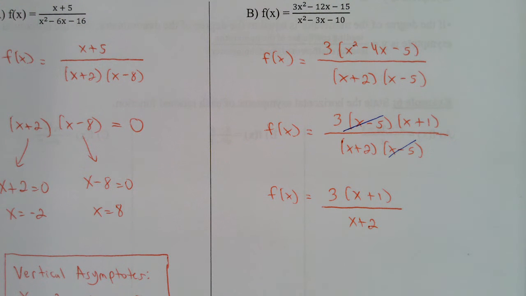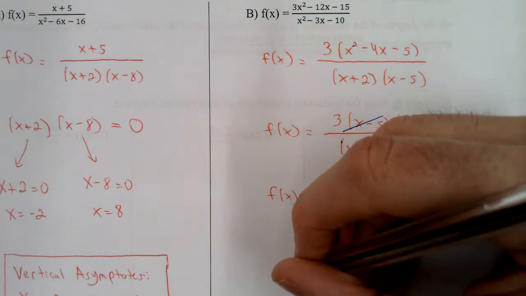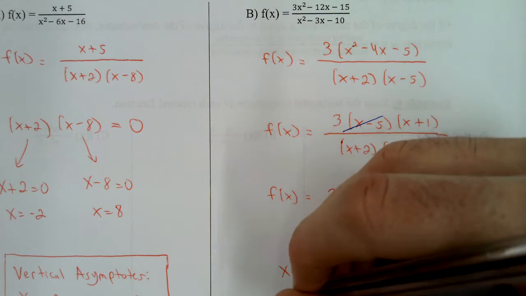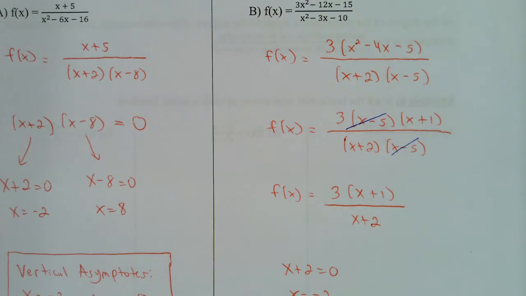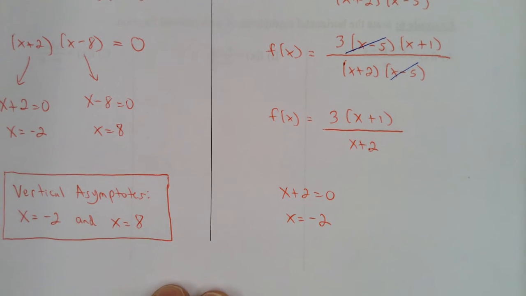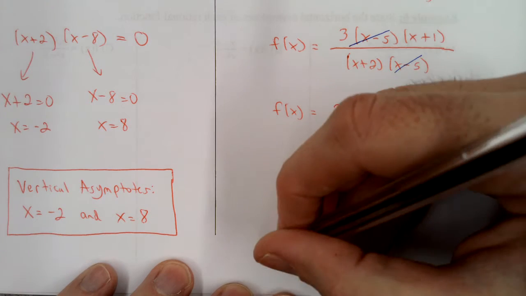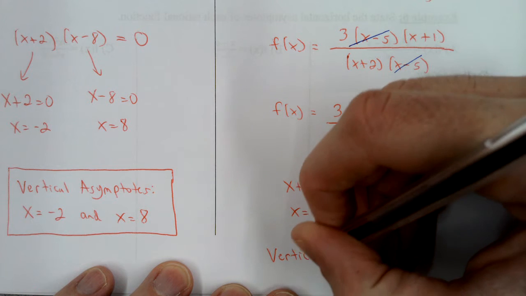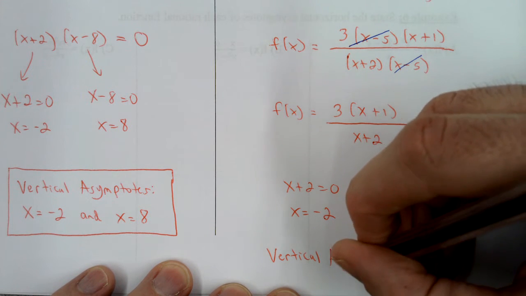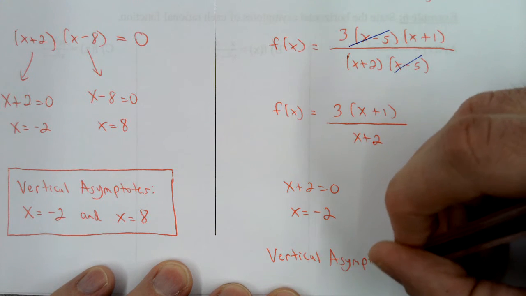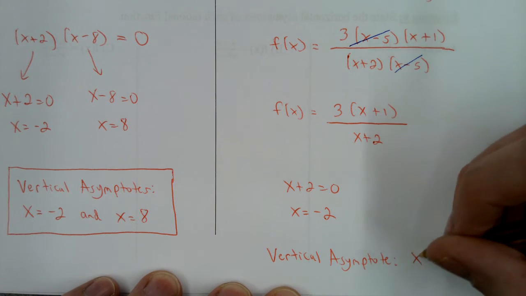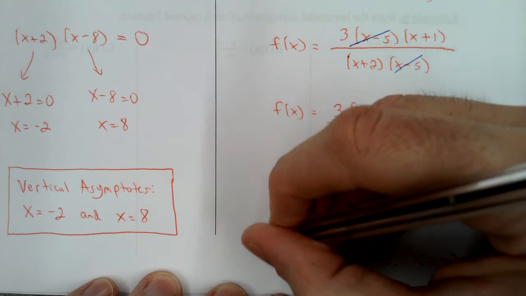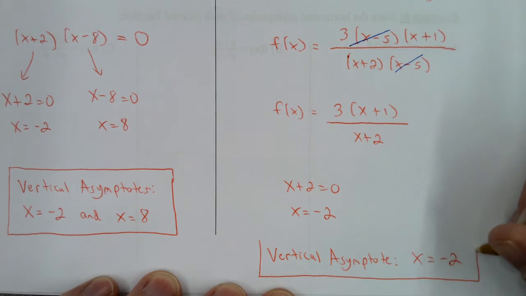Okay. Set the denominator equal to 0 and solve. So x plus 2 equals 0. X equals negative 2. That is my vertical asymptote. You could have 1. You could have more than 1. This one just has 1. And again, you write it as x equals because it's a line. X equals.